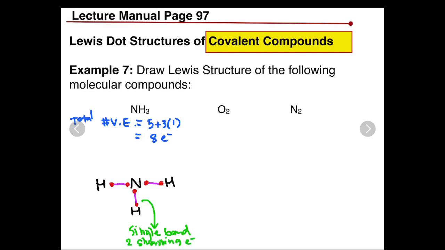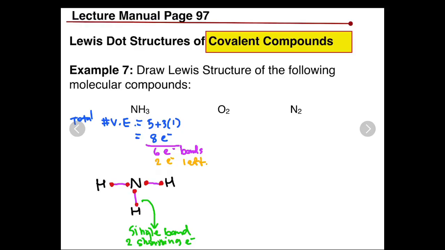Therefore, if you count the number of electrons that we already spent, it would be 1, 2, 3, 4, 5, 6. We only spend 6 electrons in the bonds. So how many are left? You are going to have 2 left, because 8 is the total and we already spent 6. Where would those 2 go?